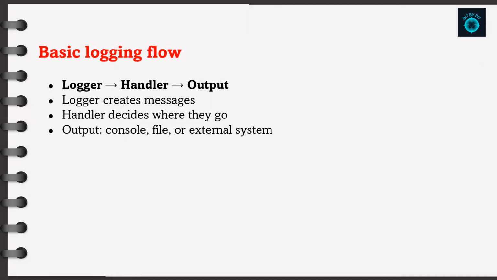Basic logging flow. To understand logging, think about a flow. A logger is the object that creates log messages. Then a handler decides what to do with those messages. Finally, the output is where the messages are sent. This can be the console, a file, or even an external system like a monitoring service. Separating these steps makes logging flexible and powerful compared to simple print statements.